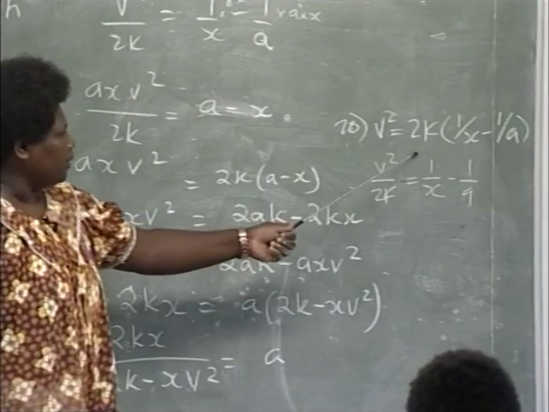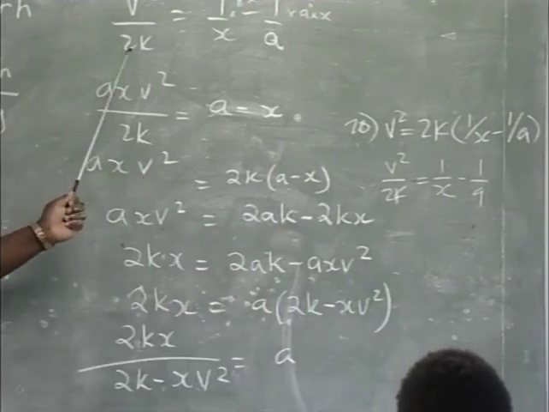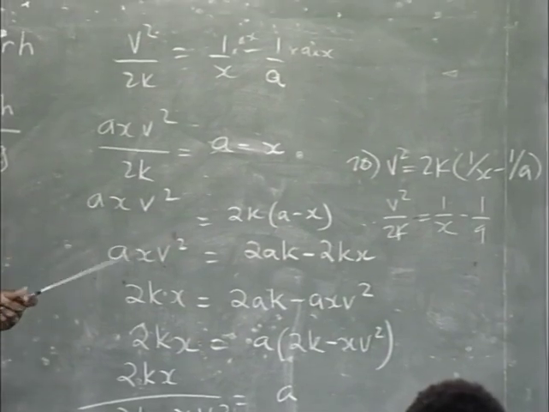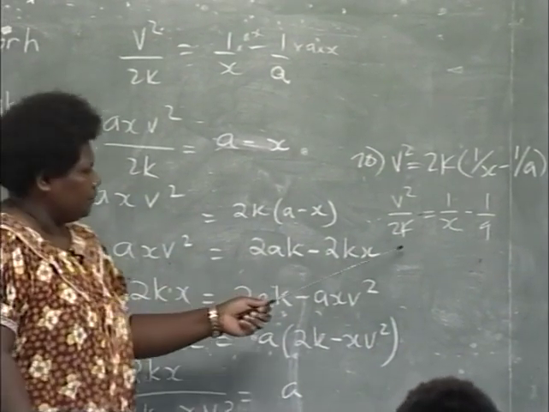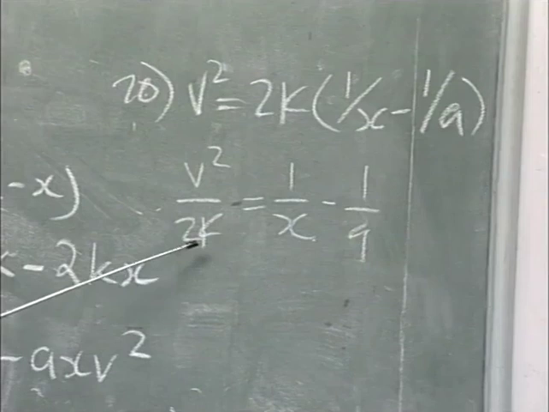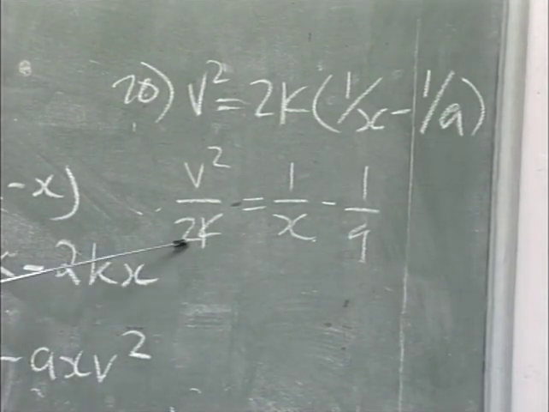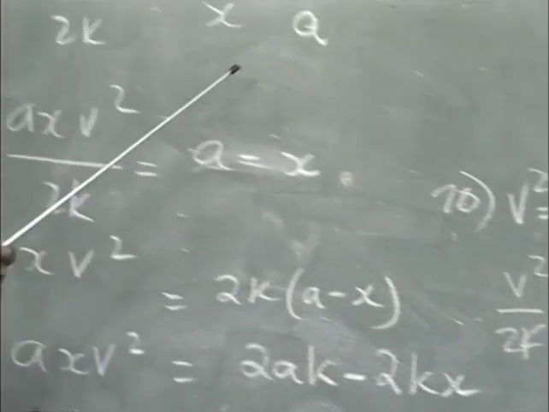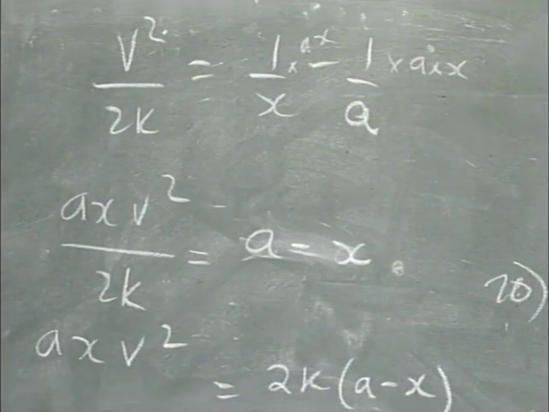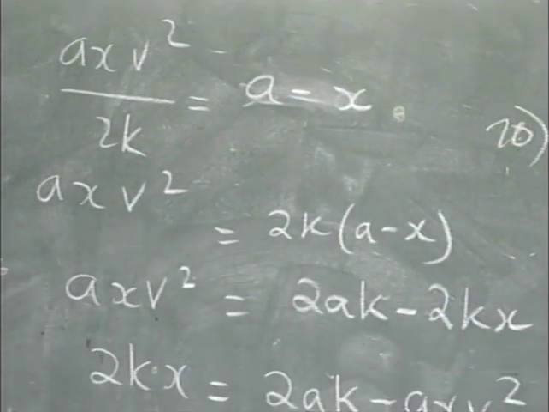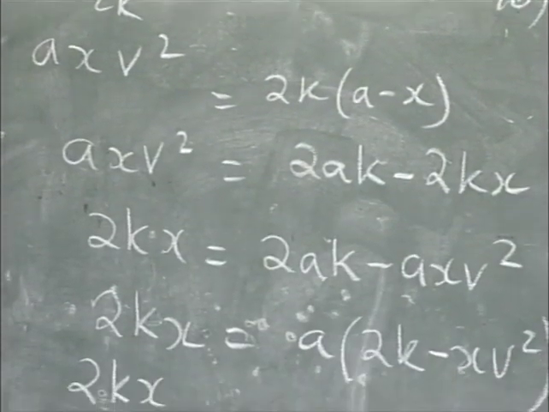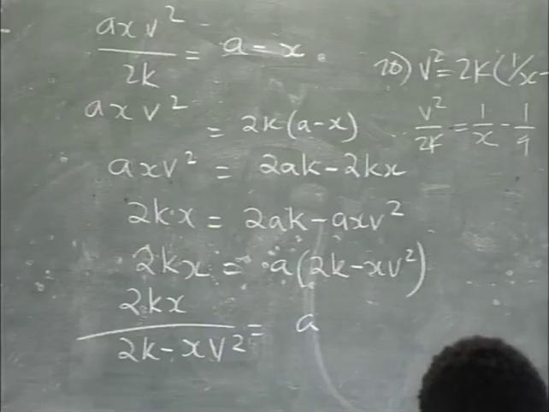Okay, so the first step you divide by 2k and then multiply. Okay, what I should have done was to make it a little bit faster, I should have multiplied by 2k xa, because that's the lowest common multiple of 2k x and a. But it's okay so long as you know you're multiplying. So I multiplied by ax first and then I multiplied by 2k on both sides. Is it clear? Okay, that's the answer for question 20.